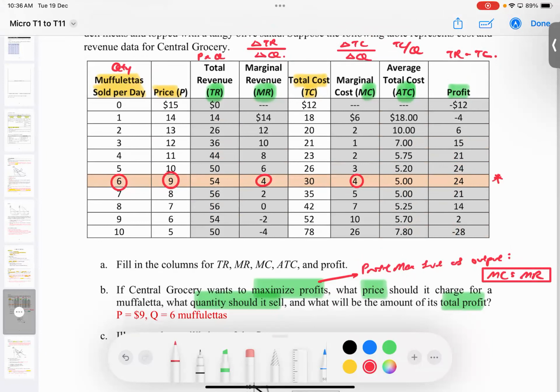And what will be the amount of its total profit? 24.